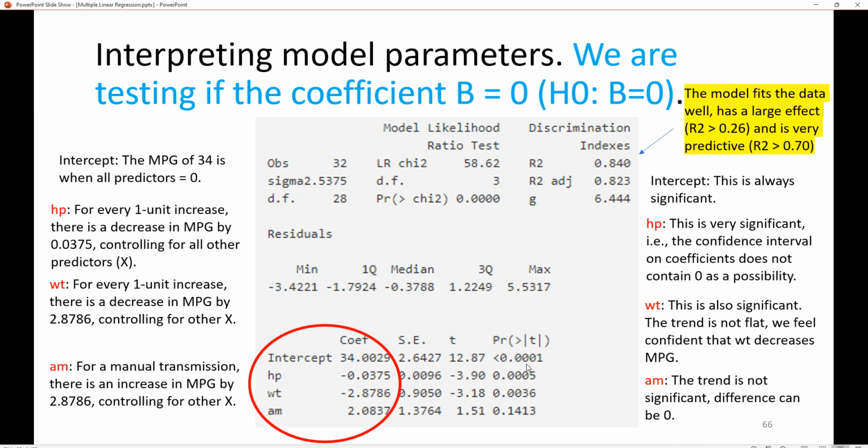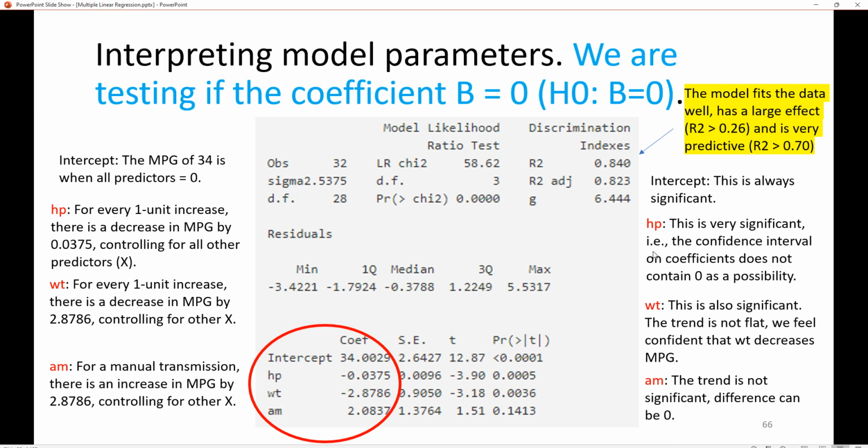And then we have the other value that we often look at, on the far right in this regression table, and that would be the p-value. And so we have values that range from less than 0.0001 all the way up to 0.1413. So how we can interpret that: for the intercept, it's always going to be significant. It's just a standard value that we get with every regression.